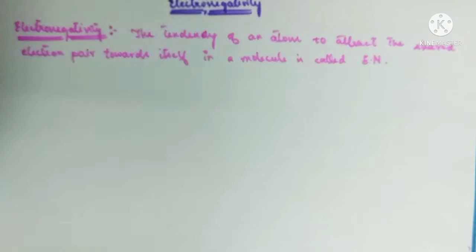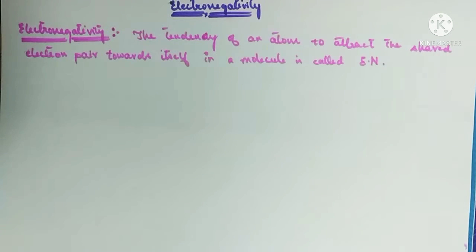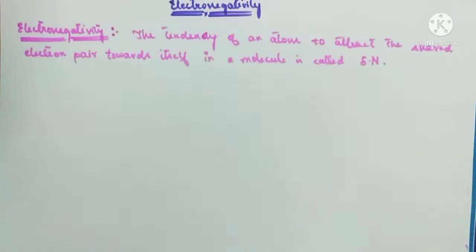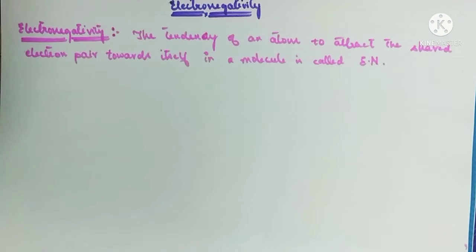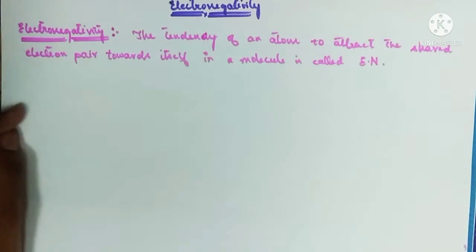We can simply define electronegativity as the tendency of an atom to attract the shared pair of electrons towards itself in a molecule. Actually, it's not the property of an isolated atom. It's the property of a covalently bonded atom. And electronegativity has no units because it is a relative property of attracting the electron pair towards itself in a molecule.